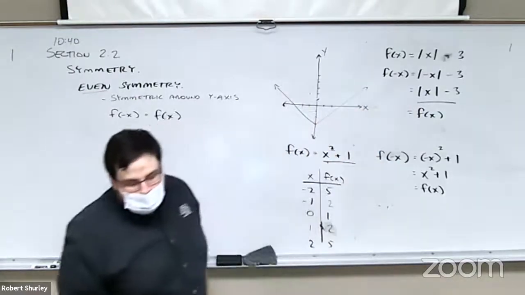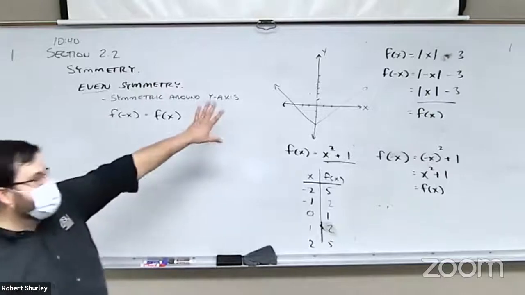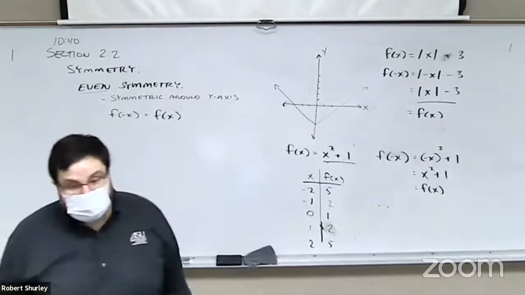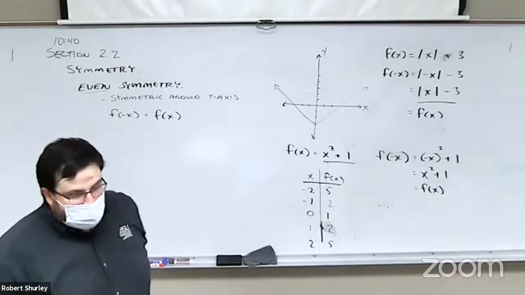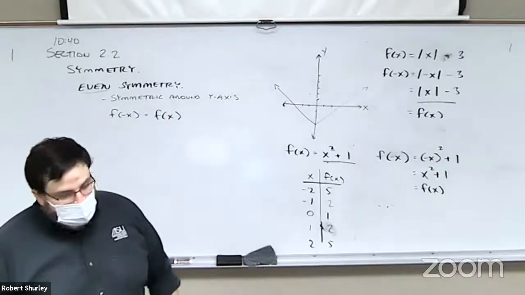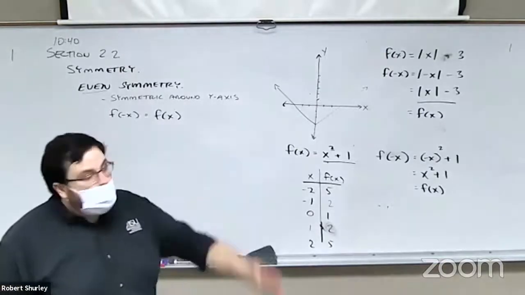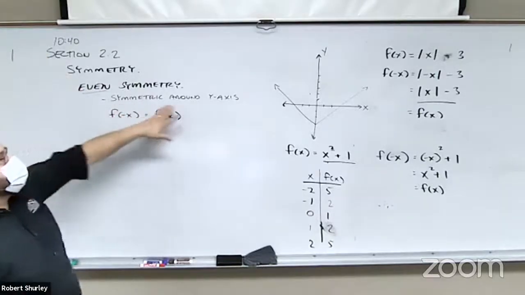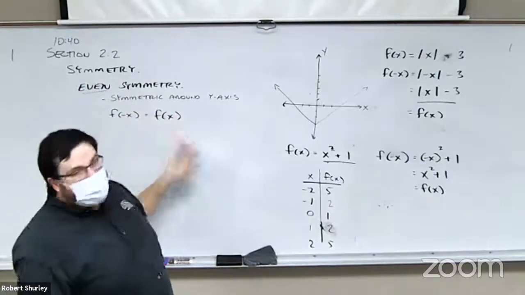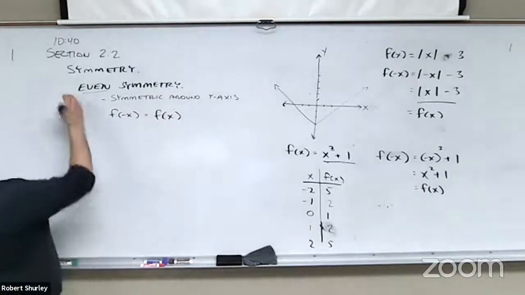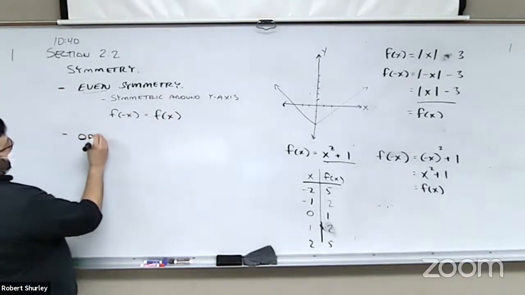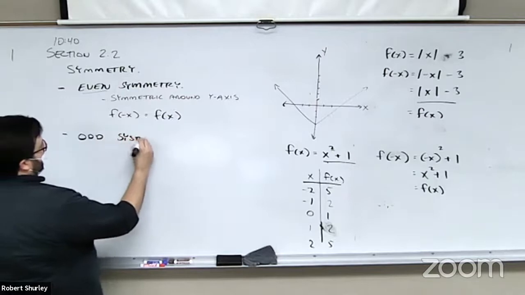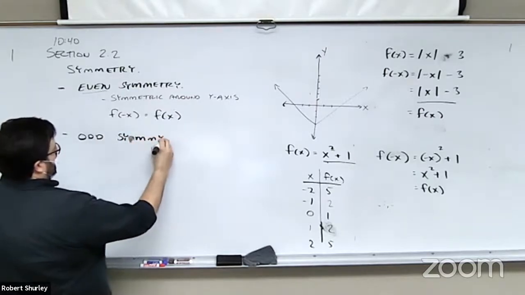Okay? And it is symmetric around the y-axis. We're going to get into how to graph these actually at the beginning of the next chapter. So it's going to happen, we're just not there yet. Okay? So even functions, they'll call them even functions. They are symmetric on the y-axis, and when you plug in negative x, you get back the original function. Now, odd functions, say odd symmetry.